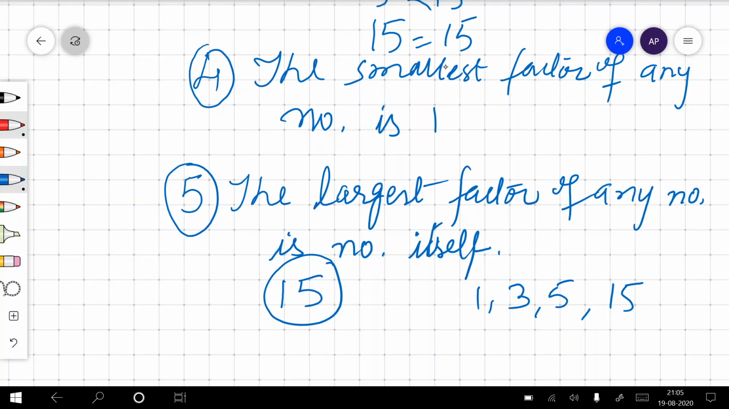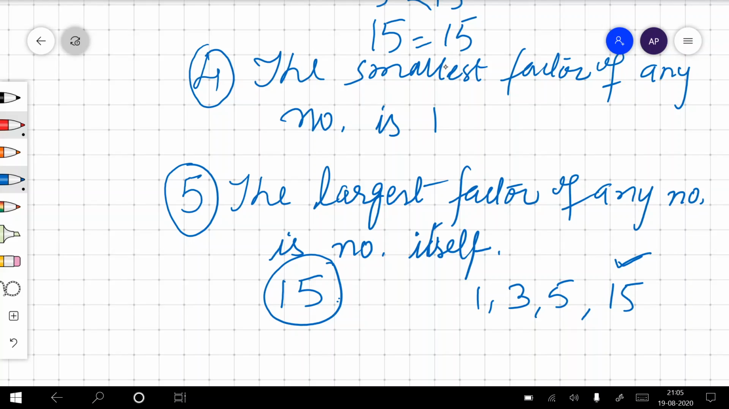Why? You can't divide 15 by 16. 16 is a bigger number. You can't divide by 18. So this is the largest. The number should be fully divisible. If I divide with any number like 1, 3, 5, 15, it is fully divisible, which means no remainder. Remainder is 0 here. Okay. So in the case of the factor, we are having the largest factor, and that is the number itself.